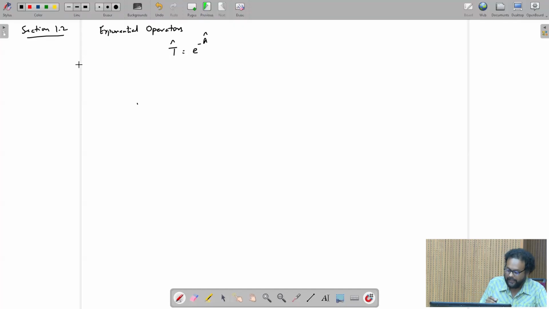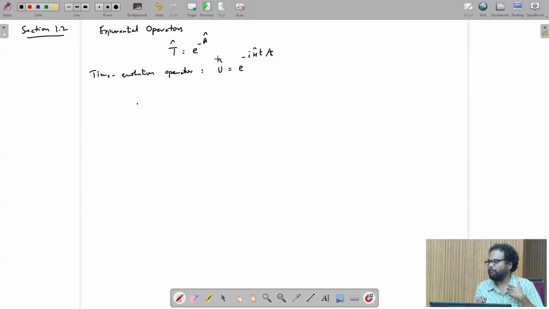For example, if I want to evolve a wave function in time, then my time evolution operator, usually represented by U, is e to the power minus i H t over h cross. When I operate this on a wave function, I will propagate my wave function in time.